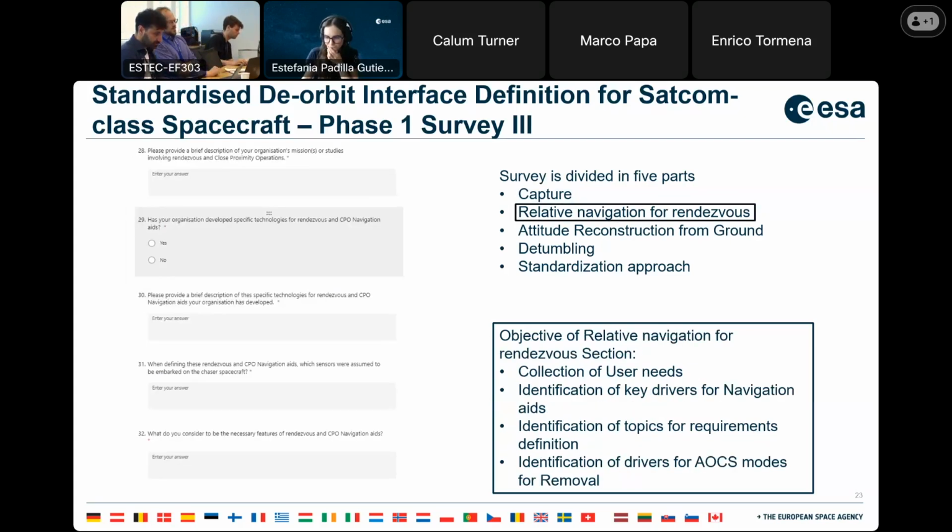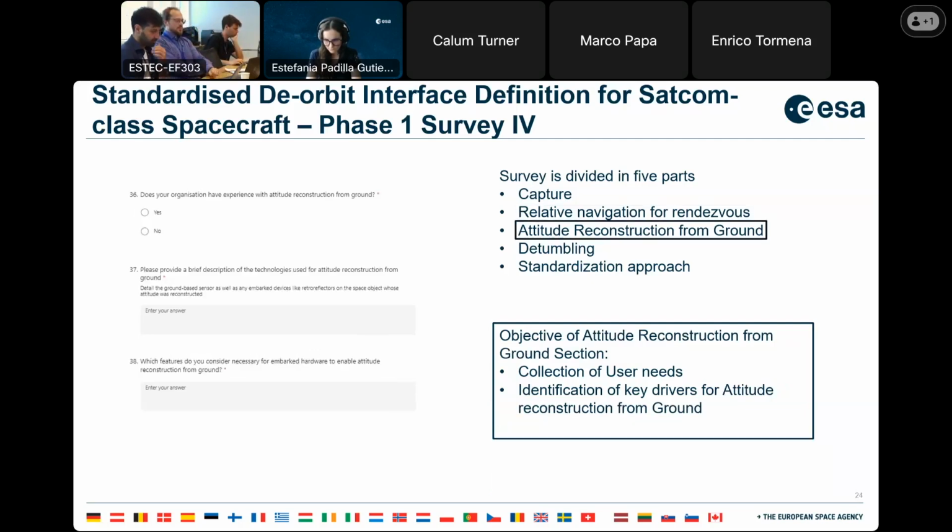So moving on from capture into the section on relative navigation for rendezvous. Similarly, we'll be looking for user needs, design drivers, and a little bit of an overview of what the respondents to the survey have in terms of experience. So we'll be looking for any specific technologies. We'll also be looking for slightly more specific information here, like if you have embarked navigation aids, what kind of sensors do you assume to be on a chaser spacecraft? So if you're looking at your satellite equipped with navigation aids, what do you expect to be looking at it with? Things like that. And in case we've missed anything, we've got these 4 features that we mentioned. We'll also be asking for any other necessary features, just specifically on CPO navigation aids.